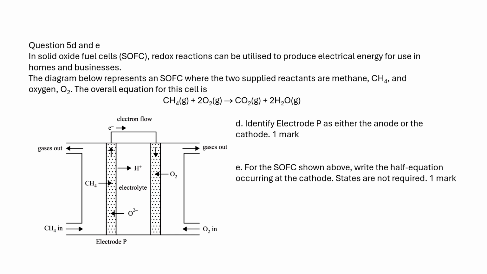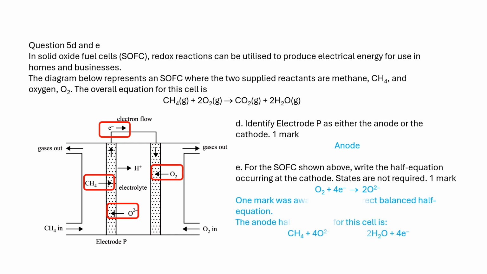In this fuel cell, methane is oxidized by oxygen gas. Methane loses electrons and oxygen gains electrons. Electrode P is where methane is poured in, and losing electrons occurs at the anode, so it is the anode. At the cathode, oxygen gains electrons to produce oxide ions. Electrolytes must be regenerated to maintain the fuel cells. Here, oxide ions are consumed at the anode, and oxide ions must be regenerated at the cathode.